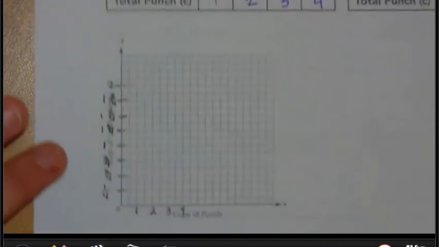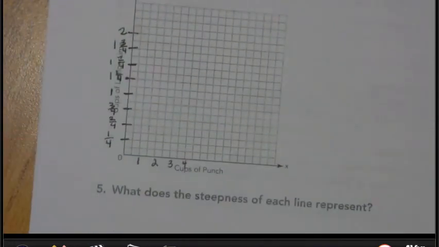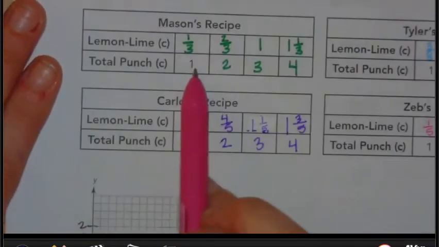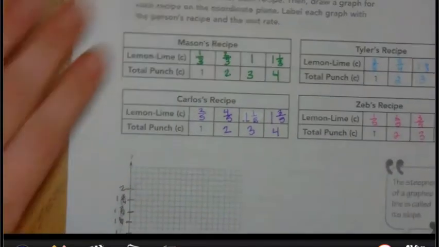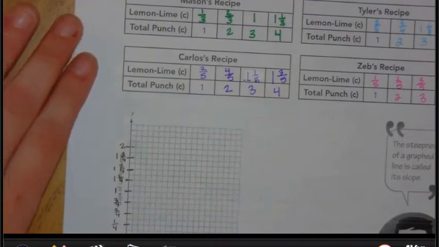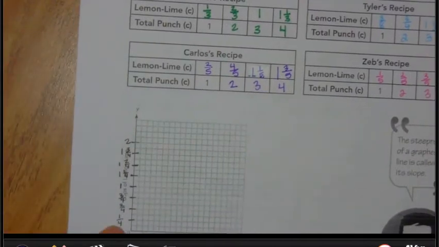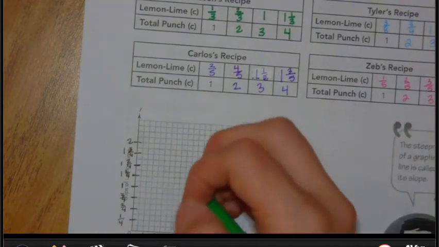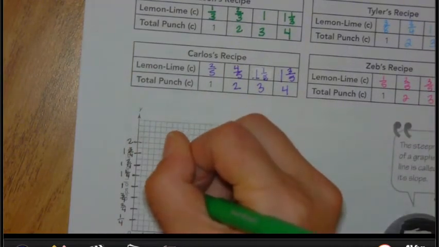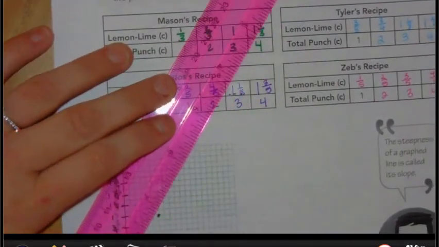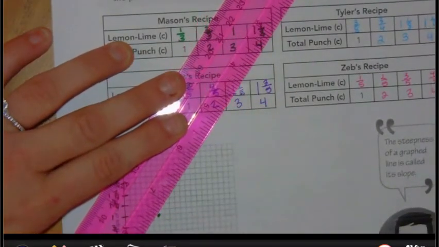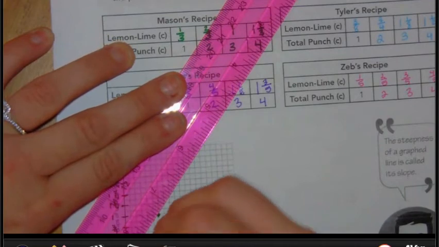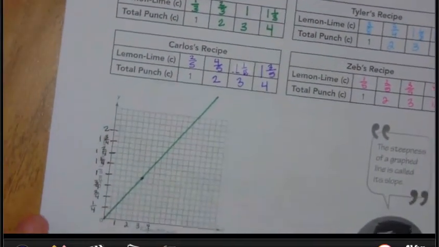And then 2. Okay, so I labeled it up by fourths. You could have done any which way you would like. But what's going to happen is that if I have 0 cups of punch, am I going to have any cups of lemon lime? No. So I need to start my graph here at 0, 0. And then for Mason, it looks like at 3, I hit 1. So his line will look similar to this right here.